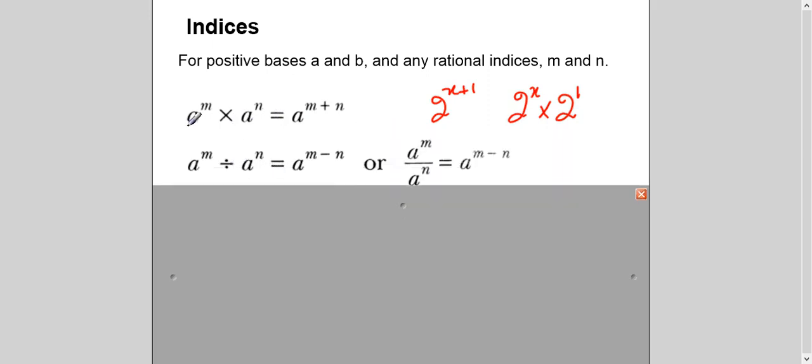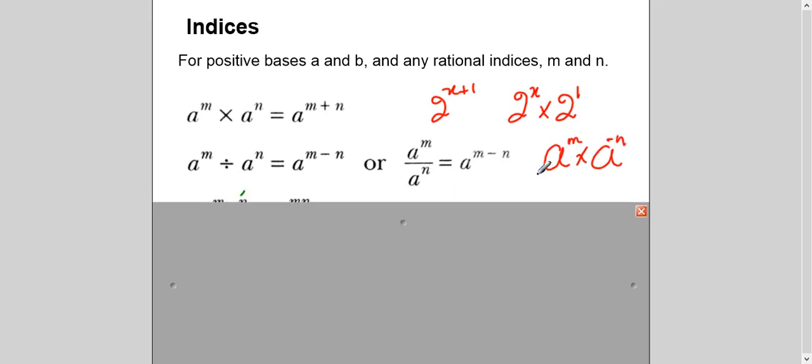Okay. Now let's see the second one. Now same thing, same base, different powers, but a division sign. In that case, we subtract, right? Now sometimes people write it like this also. Pay attention, please. A power m multiplied by a power minus n. Now you see here, you can say, oh, this is division. Then how come we are writing multiplication? Sorry, minus. A power m multiplied by a power minus n.